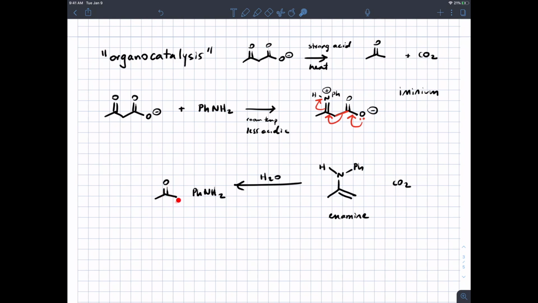Unchanged, so what's really sort of changed is this carbon. Okay, so in the end, the nitrogen comes back off. Yep, and that's why it's a catalyst. Yeah, in the end, the nitrogen comes back off. The enamine can be hydrolyzed easily.